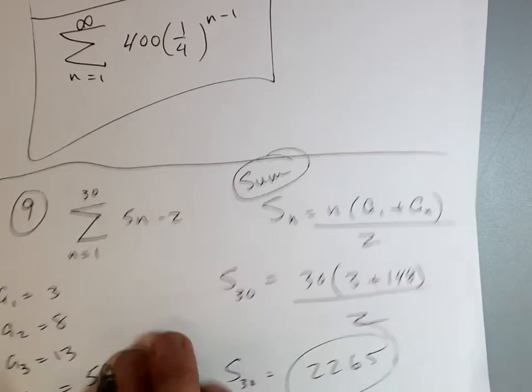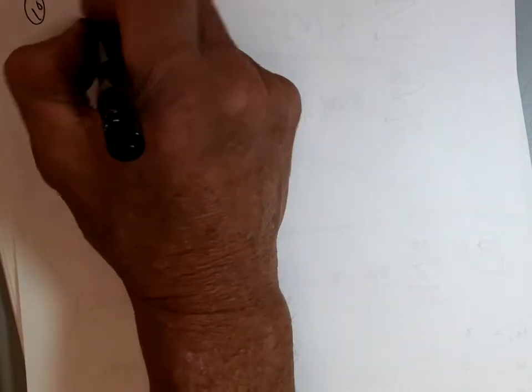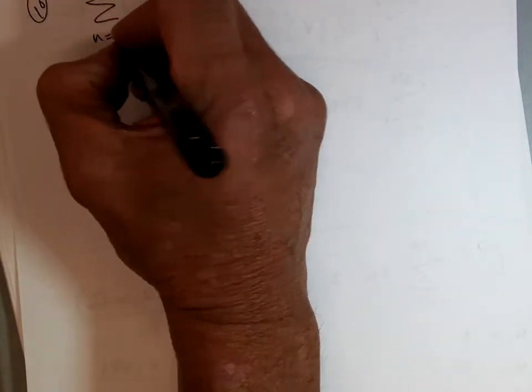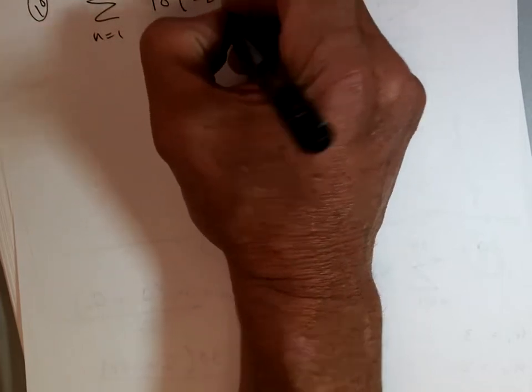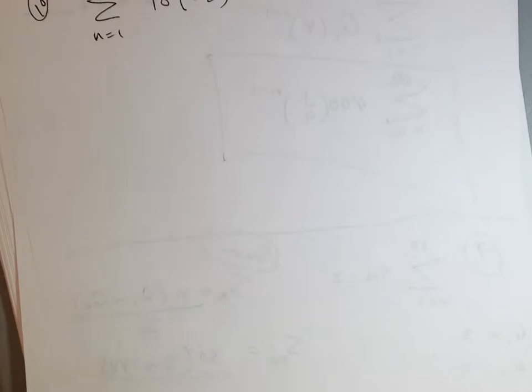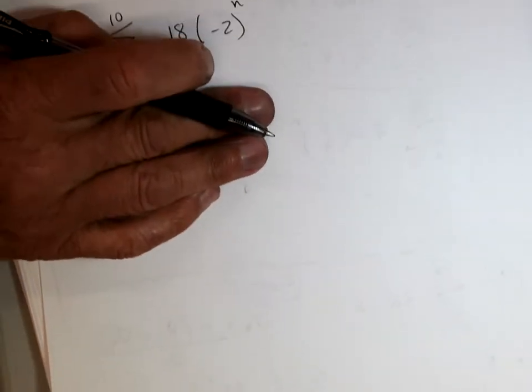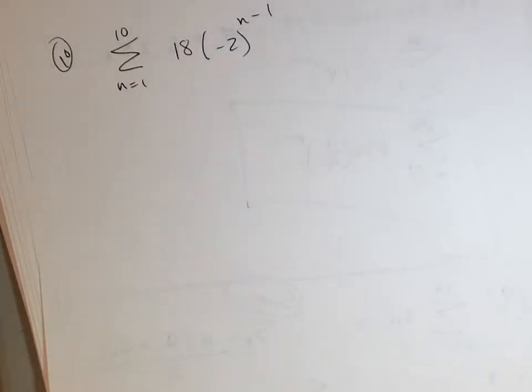Okay, I'm going to turn my page. Number 10. We've got the sum n equals 1 to 10 of 18 times negative 2 to the n minus 1 power. Now, it's a sum, right? Is it arithmetic or geometric? Geometric. Sure looks like it, because it fits this pattern, doesn't it? You guys agree? So a1 has got to be 18, and the multiplier r is negative 2. But we want the sum, so we're going to use that formula.